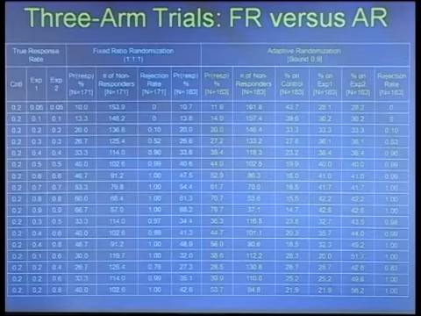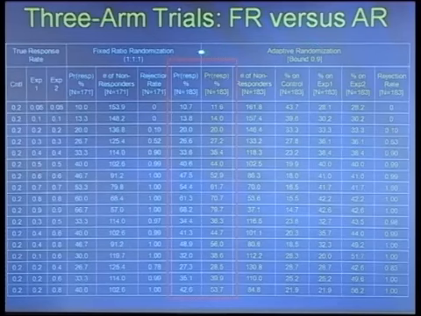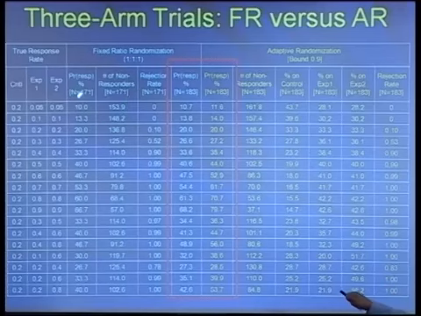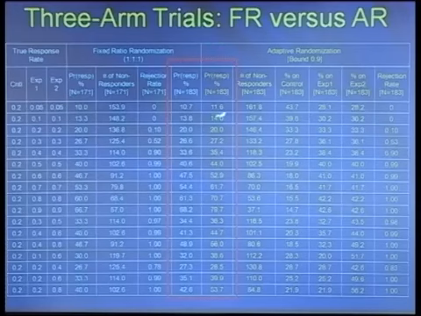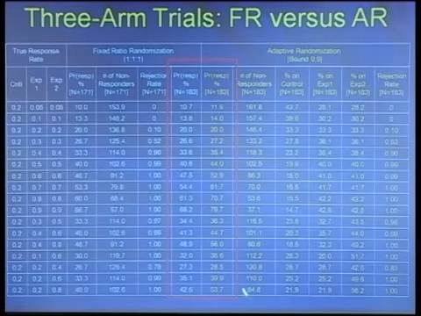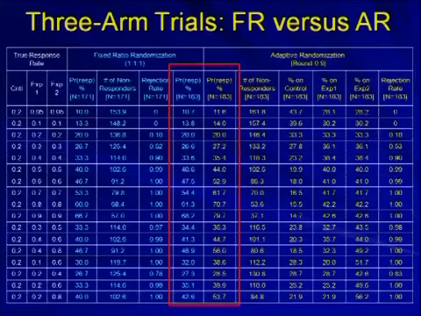And if you do the 3-arm trial and we do the same thing, with one-to-one randomization you only need 171 patients. If you do adaptive randomization, then you need 183 patients. But if you force the trials to reach 183 patients, then adaptive randomization always beats equal randomization.